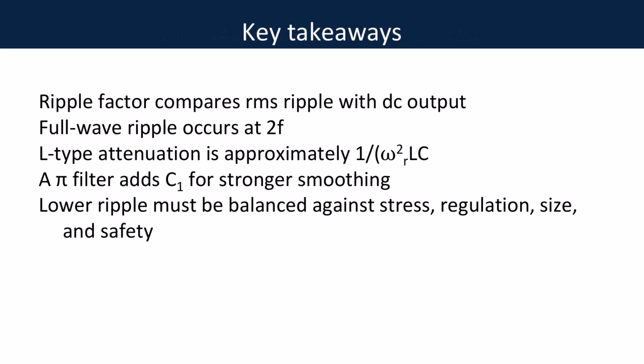To conclude, ripple factor compares the RMS AC ripple with the DC output. Full-wave rectification produces dominant ripple at twice the supply frequency. An L-type filter uses a series choke and shunt capacitor, with high-frequency attenuation approximately proportional to 1 divided by ωR² LC. A pi filter adds an input capacitor and therefore gives stronger smoothing, but creates larger charging current peaks and different regulation behavior. Approximate equations guide initial selection. Final designs require non-ideal analysis, ratings, simulation, measurement, and safe handling.